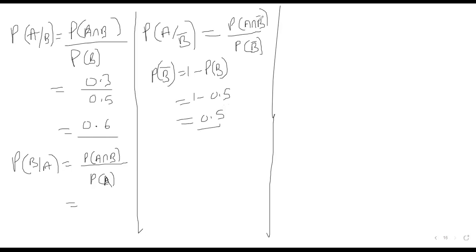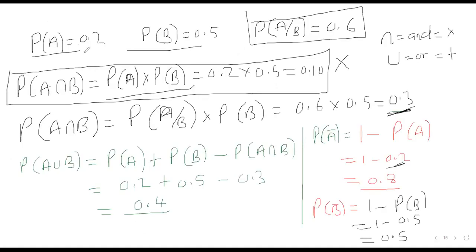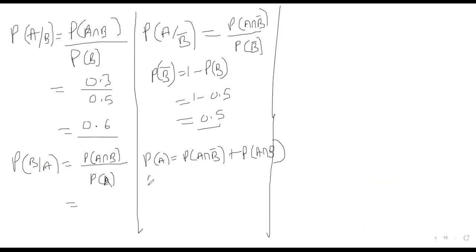Then A intersection B complement. I said if the complement is on the B, meaning the subject should be A. So you say probability of A is equal to A intersection B plus A intersection B complement. But the complement should be on the other letter. Which letter? If there's A there, the complement should be on B. So what was our A? Our A was 0.2. So here you put 0.2.